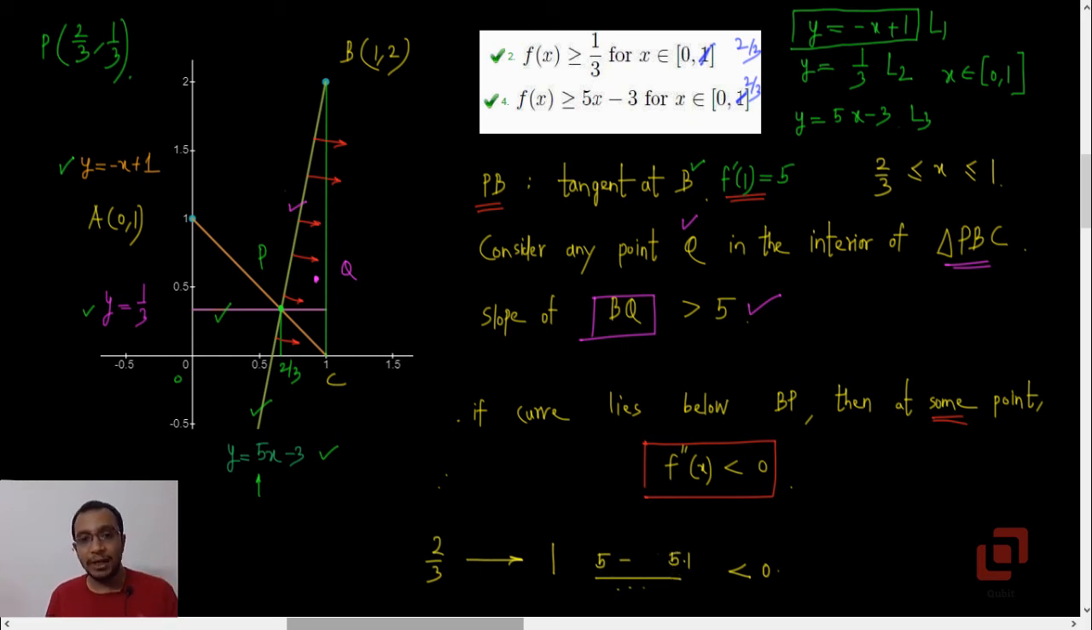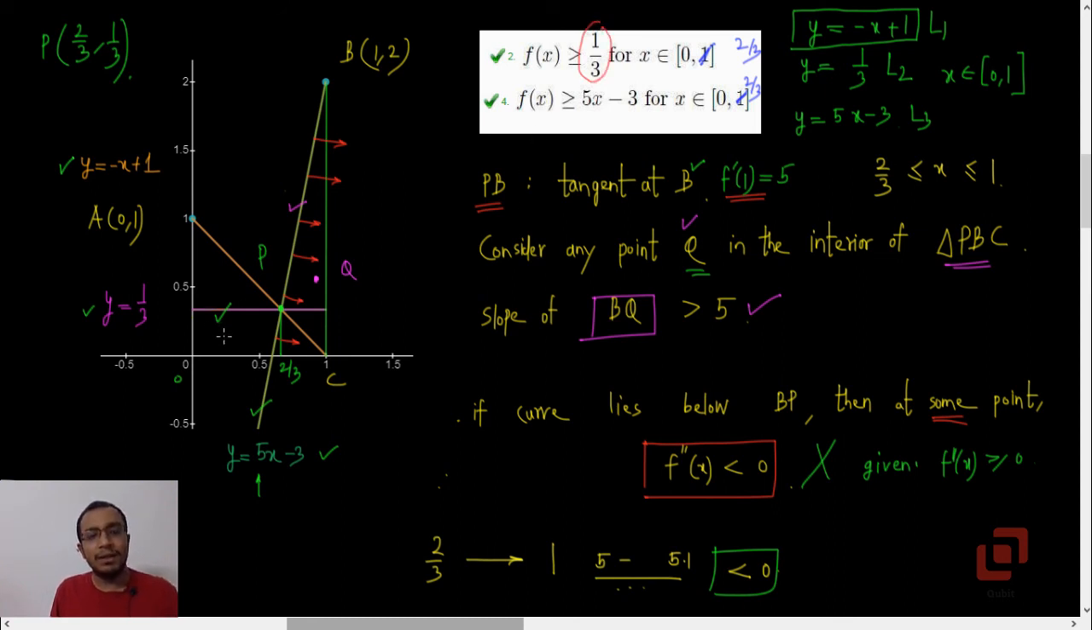But can we ever have the second derivative to be negative? No, we can't have it because it is given in the problem that the second derivative is non-negative. So this contradicts our initial assumption that the curve lies below line PB. So the curve cannot lie below line PB, which automatically proves that the curve also cannot lie below the line y equal to 1 upon 3.